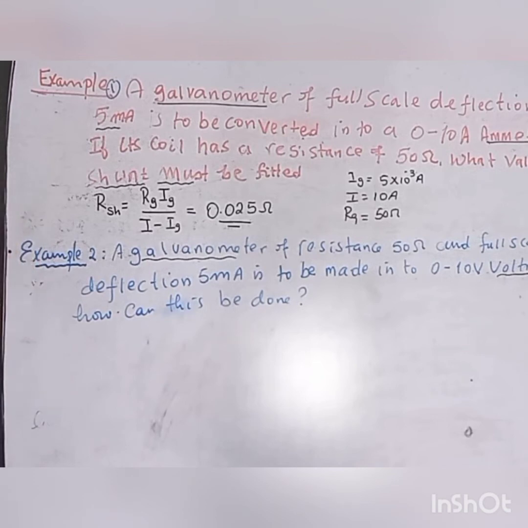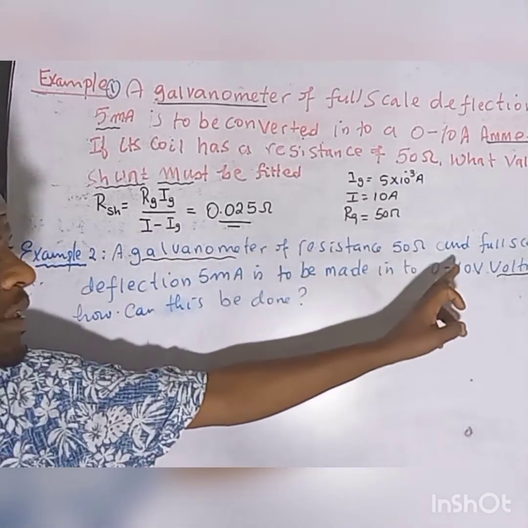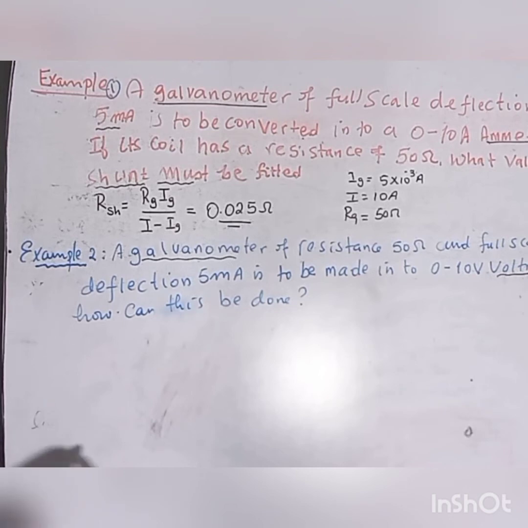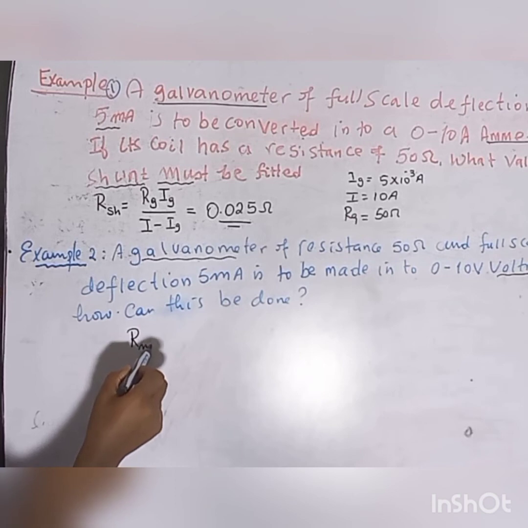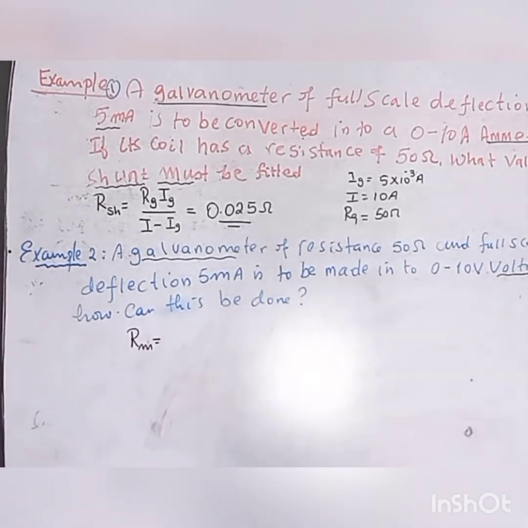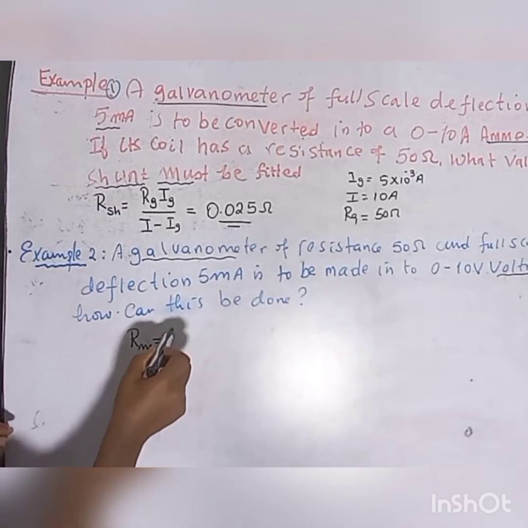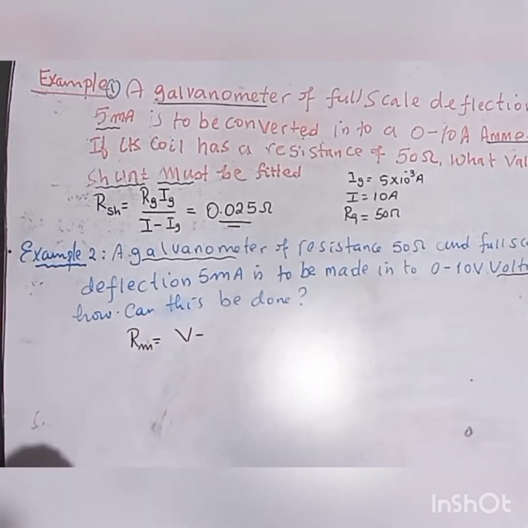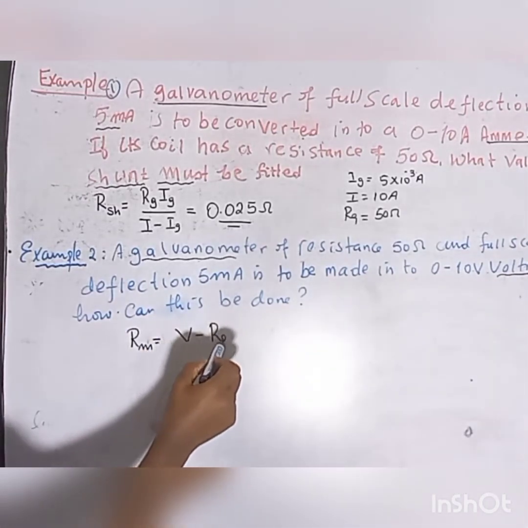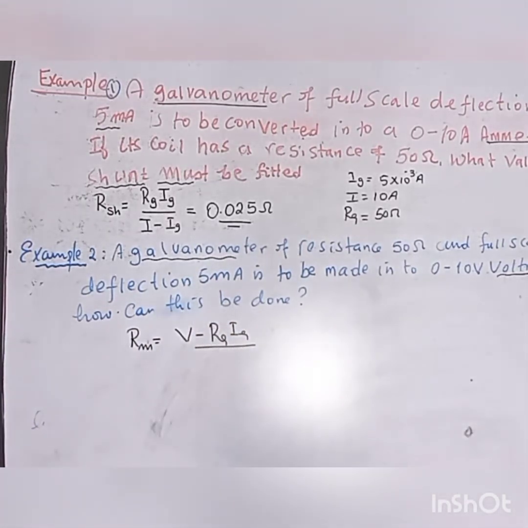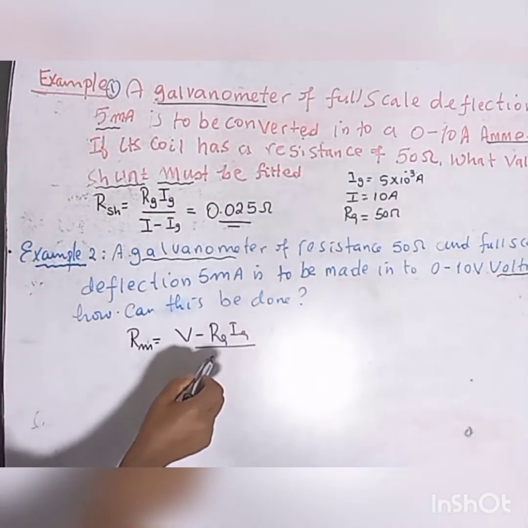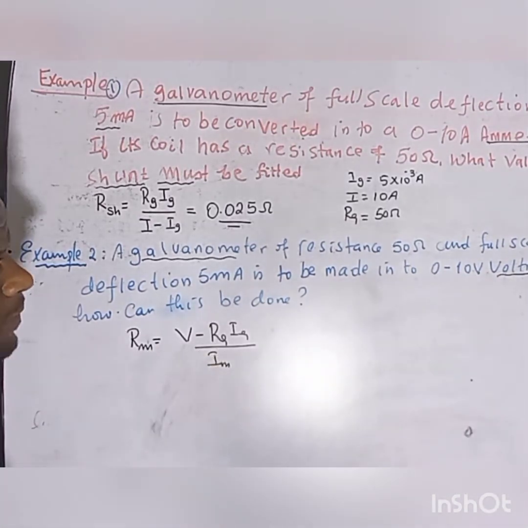And the second one, galvanometer as a voltmeter. To use a galvanometer as a voltmeter, we are using a multiple resistor. The value of the multiple resistor is equal to the voltage from the source minus RG IG over the current through the multiplier and the current through the galvanometer. In the case of a voltmeter, these are the same, so we can use I through the multiplier.